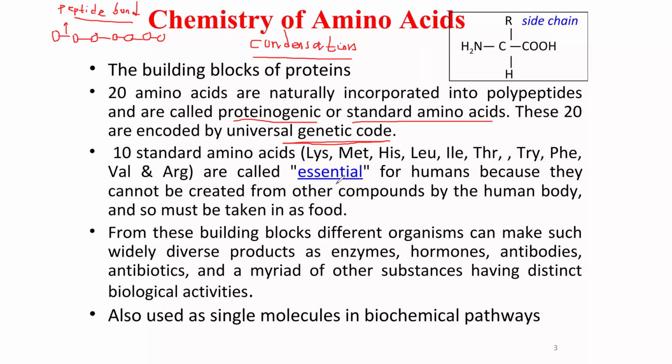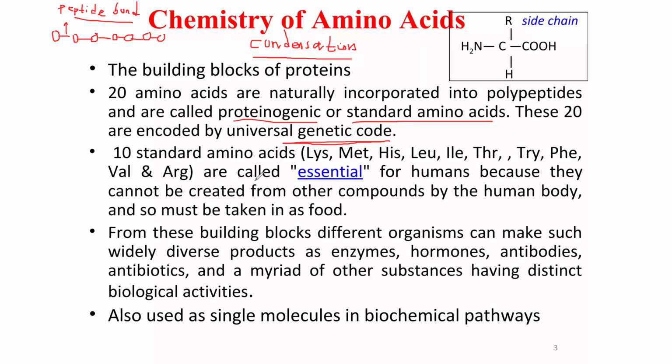Rather, we obtain them from foods. Our body cannot synthesize them, so these kinds of amino acids are called essential amino acids. And here they are: lysine, methionine, histidine, leucine, isoleucine, threonine, tryptophan, phenylalanine, valine, and arginine. All those amino acids that can be synthesized by the body are called non-essential amino acids.